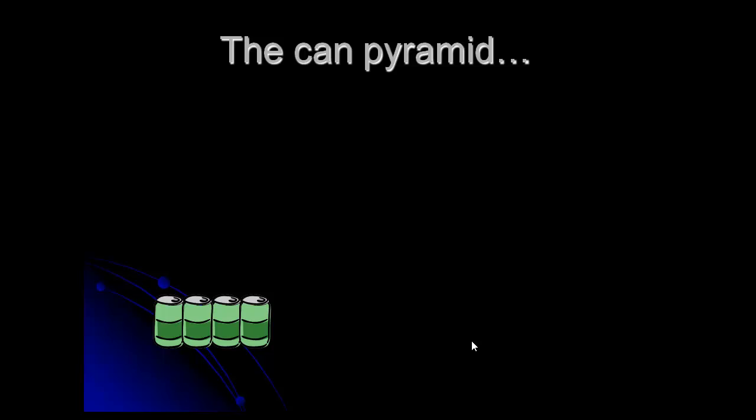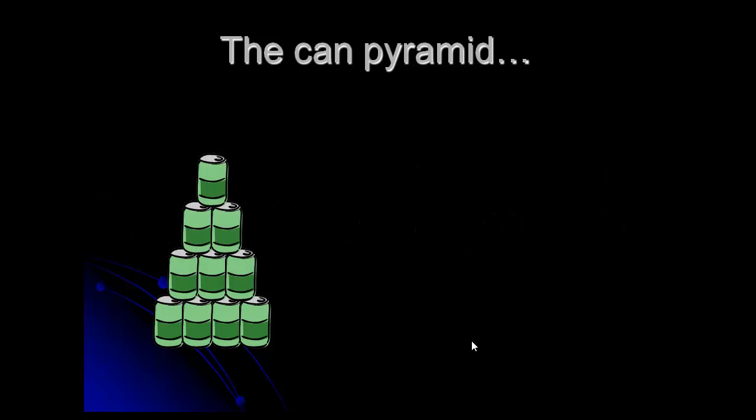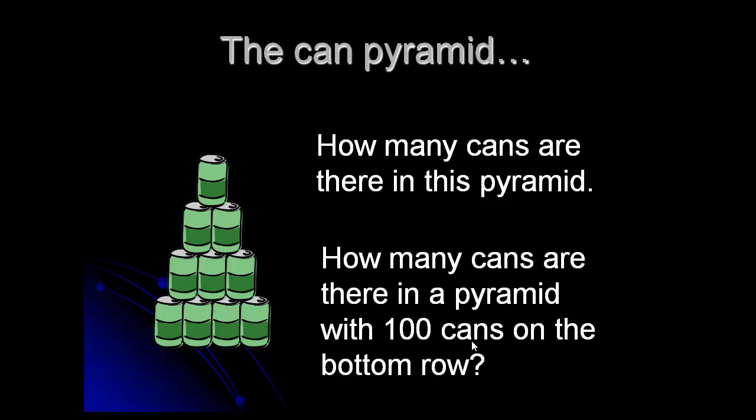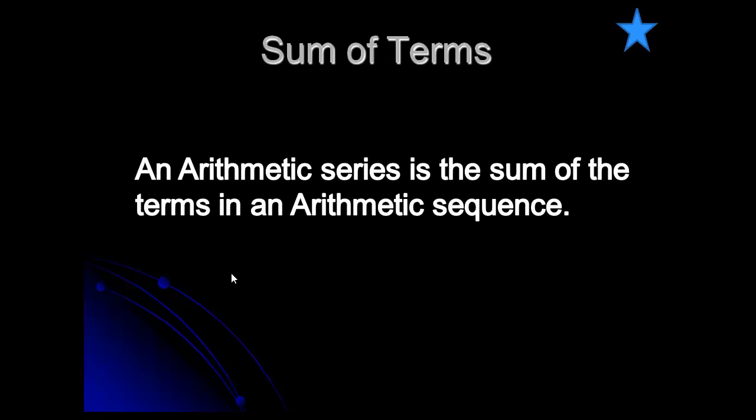What about the sum of n terms? So how many cans are there in this pyramid? Simple. We can count that easily and see there's 10 cans. How many cans are there in the pyramid with 100 cans on the bottom row though? Well, it's not as difficult as you might think to work that out quickly and easily.